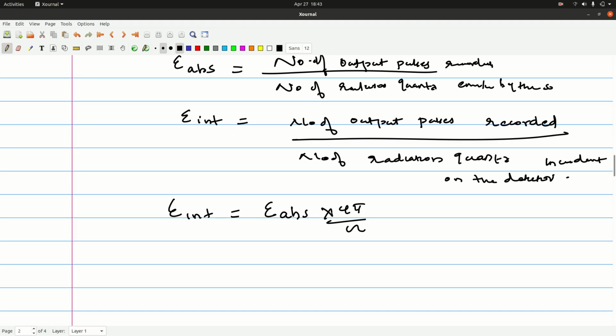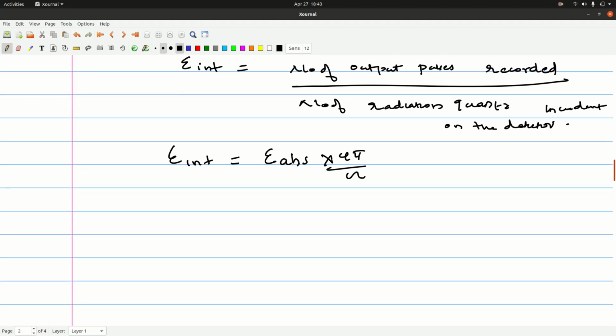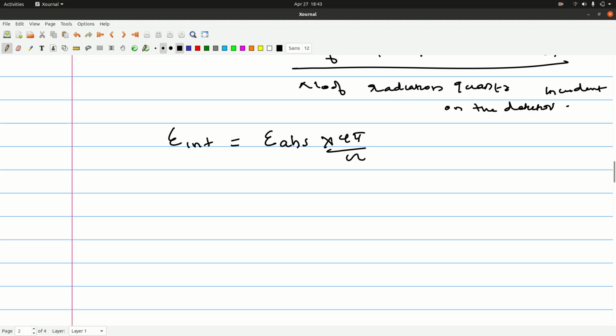Next, we have to compare charged particles and photons. In the case of a charged particle, the interaction with matter is characterized by the quantity dE by dx, the stopping power. For a charged particle, it loses energy continuously as it moves through the matter. The energy lost per unit length is called stopping power, dE by dx.